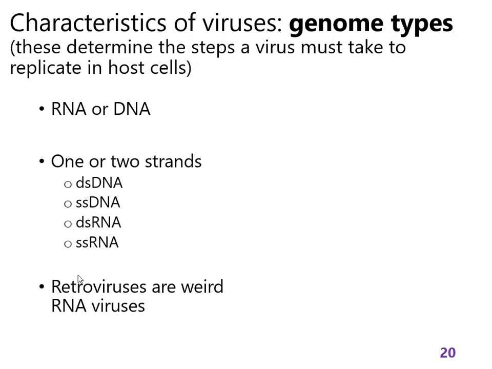Then there are also viruses we think of differently, like retroviruses, because they have RNA genomes in the virion, but then they do reverse transcription. As soon as they get into a host cell, they make a DNA copy of it, which never occurred to most people until it was discovered.